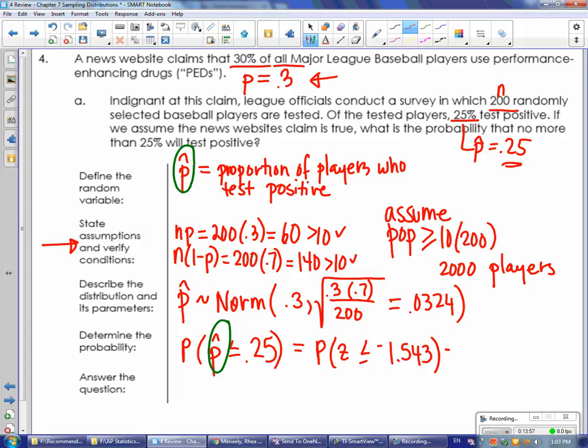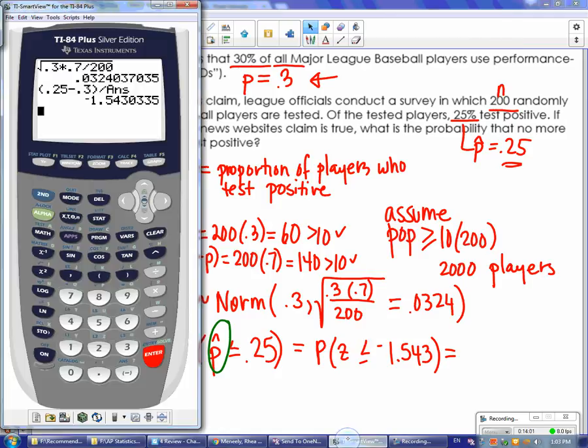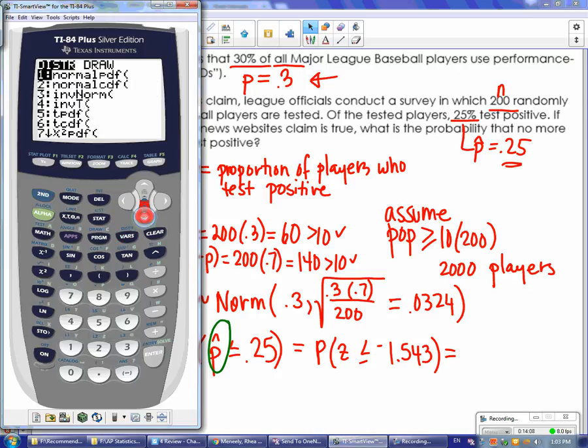And next we want to compute the probability. You can compute the probability in terms of p hat, or in terms of z. Since I just computed z, I'm going to do it that way. So I'm going to go to my normal CDF. And remember, you always need to enter the lower bound and then the upper bound.